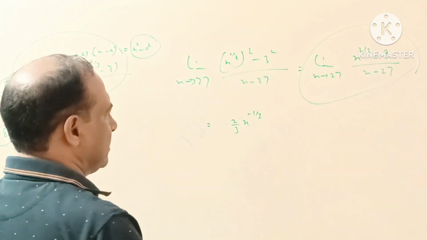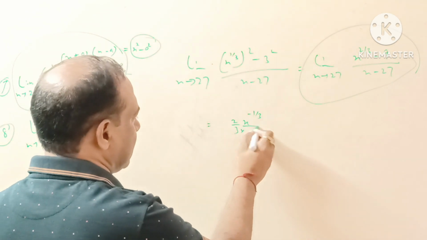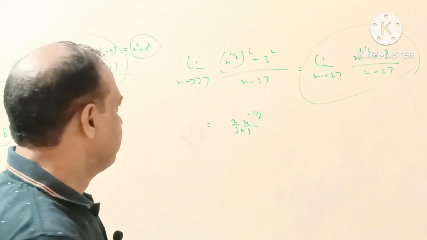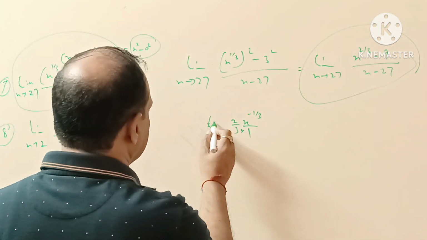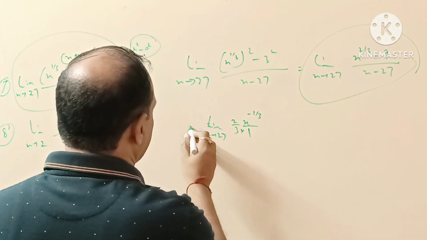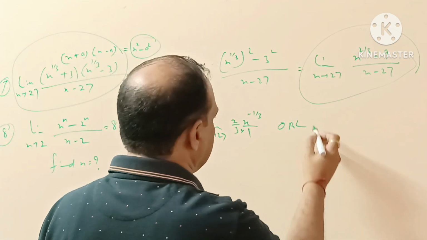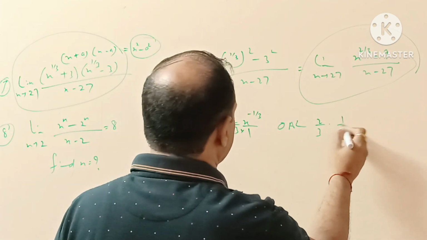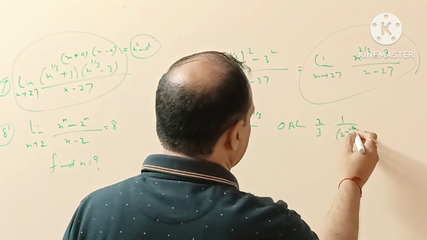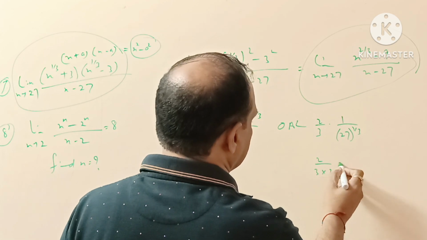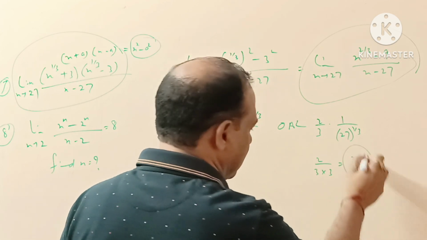Okay, and in the denominator it is simply 1, because differentiation of x will give you 1. Now here, the limit x tends to 27. On applying the limits, I will have 2 over 3 in the numerator, and in the denominator I will have 27 power 1 over 3, which will give me 2 over 3 times 3, and it equals 2 over 9. 2 over 9 is the required answer.